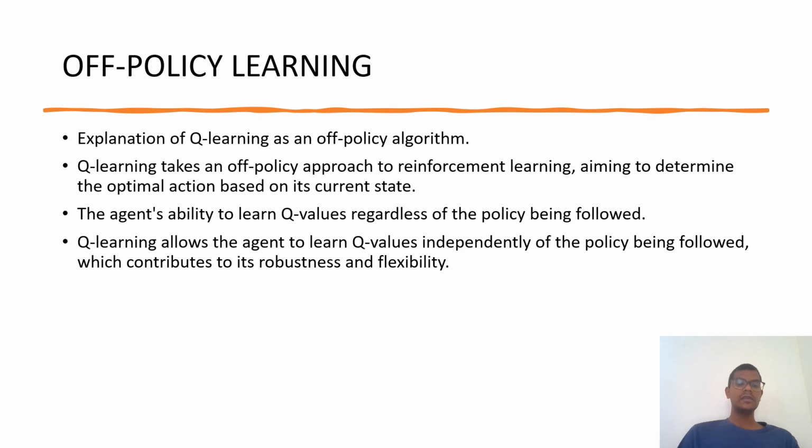Off policy learning. Explanation of Q-learning as an off-policy algorithm. Q-learning takes an off-policy approach to reinforcement learning, aiming to determine the optimal action based on its current state. The ability to learn Q value regardless of the policy being followed. Q learning allows the agent to learn Q values independently of the policy being followed, which contributes to robustness and flexibility.